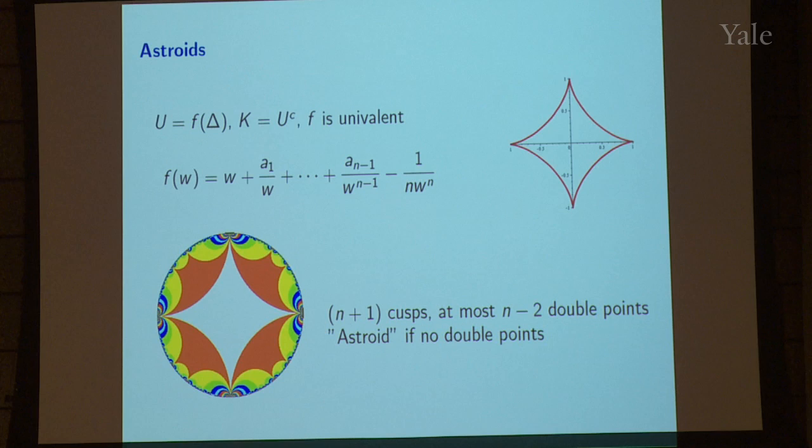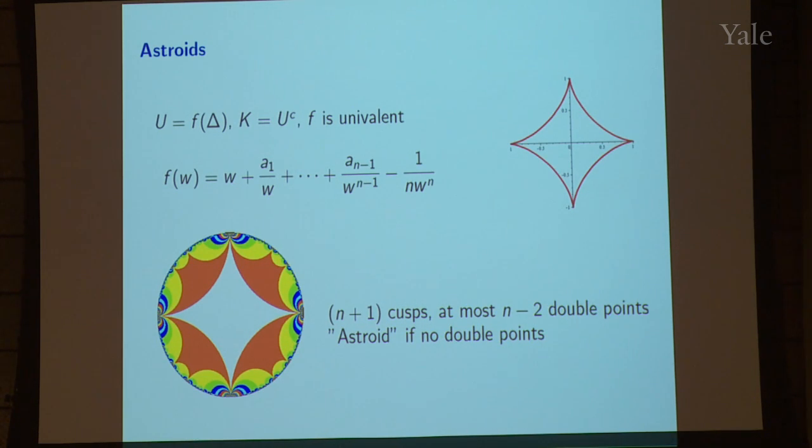So the theory that I described generalizes without any changes to the class of asteroids. So asteroids are quadrature domains, which are given as the image of the exterior unit disk under a univalent map of the form.